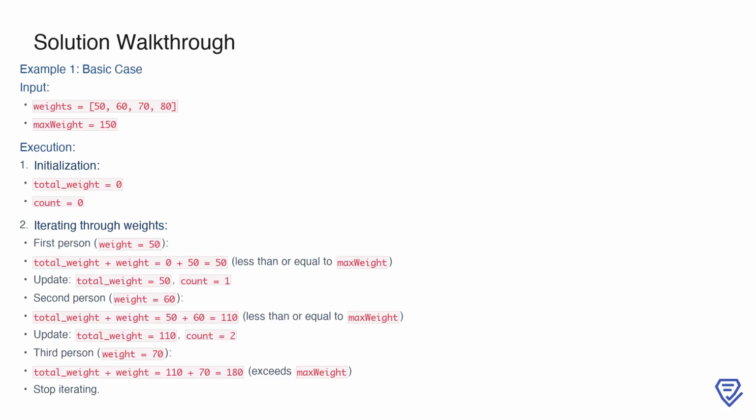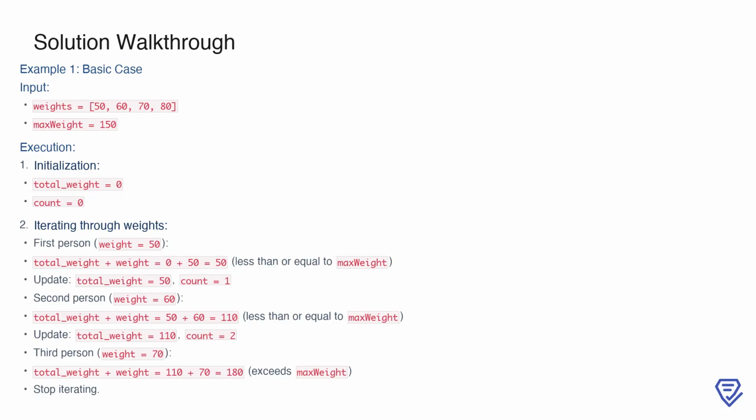Here, we begin with a basic example to understand the problem. The input consists of weights 50, 60, 70, 80, and a maximum weight limit of 150. We initialize two variables, total_weight to keep track of the cumulative weight, starting at 0, and count to record the number of people who can fit, also starting at 0.